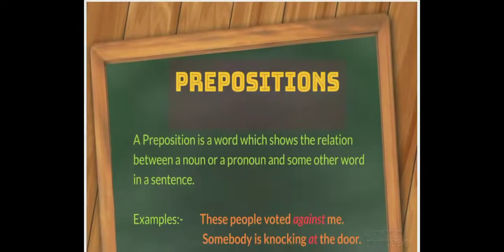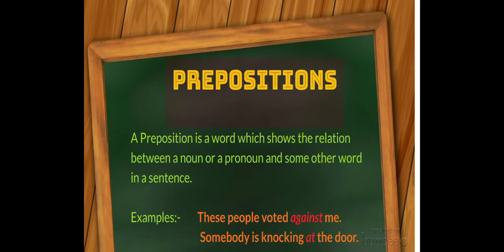What is a preposition? A preposition is a word which shows the relation between a noun or a pronoun and some other word in a sentence. Now, what is this other word? The other word can be a noun, a verb, or an adjective, as we have seen in the previous sentences, where the preposition was showing the relation between an adjective and a noun, and a verb and a noun. Okay, that is the other word.